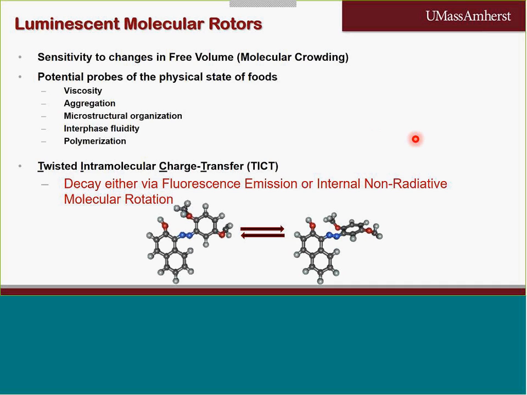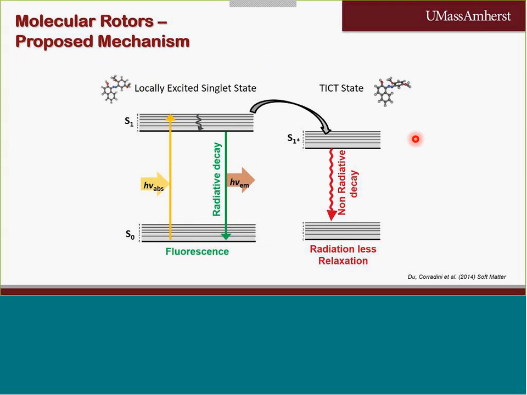So, if we look at the proposed mechanism for molecular rotors, upon photoexcitation there are two states, as I mentioned before: a locally excited planar singlet state, and a twisted state. If the environment around the probe is quite liquid or fluid, the transfer from the locally excited state to the twisted state is quite easy, and the rate of formation of this twisted state is quite high.